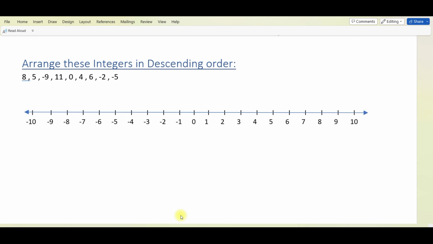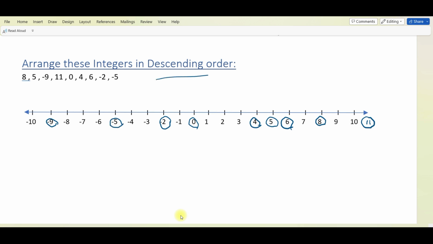So we have 8, that is +8. If there's no sign written on the number, it is considered to be a plus. Okay, we have the first number which is 8. Let me mark that. We have 5 and we have -9 and we have 11. So 11, and we have 0 and we have 4 and we have 6 and we have -2 and the last number is -5.